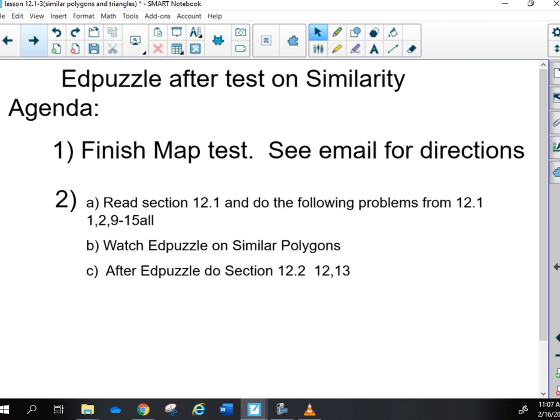So again, you were finishing up your map test. If you haven't done so, read section 12.1 and do 1, 2, 9 through 15. You've already watched this EdPuzzle, and now all I'm asking you to do is those two problems from section 12.2, number 12 and 13.